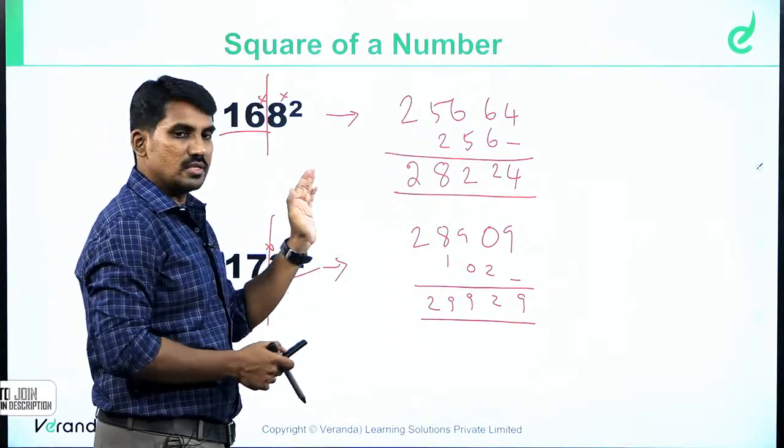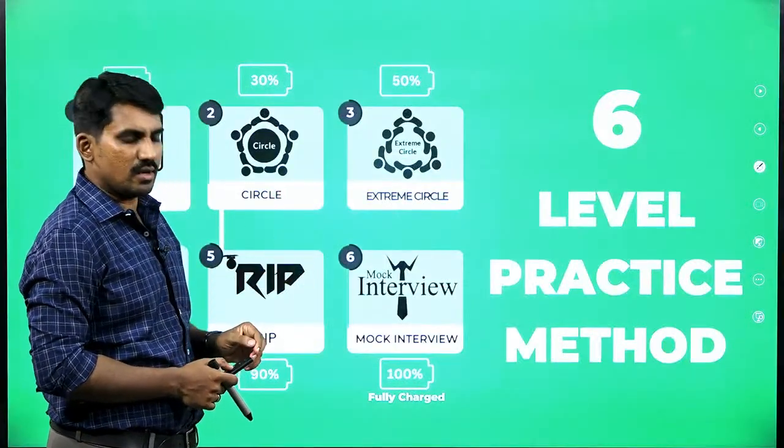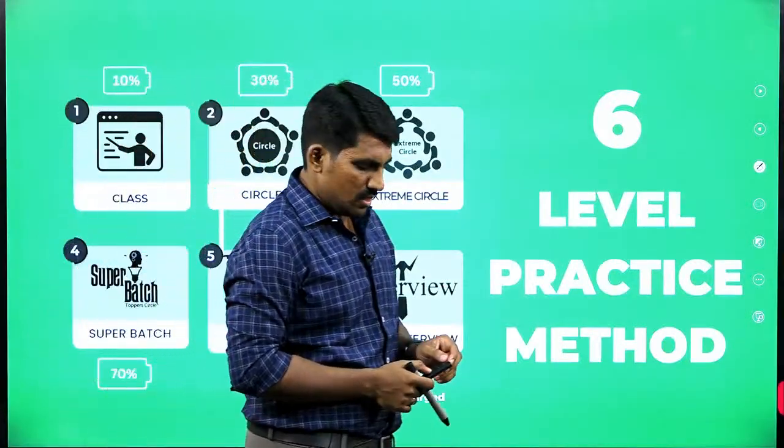Clear? So this is the shortcut for the square of a number. For any number, we can approach it with this shortcut, right?